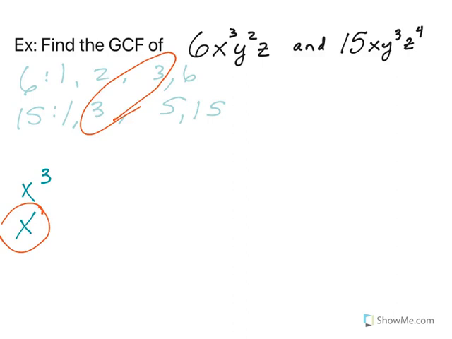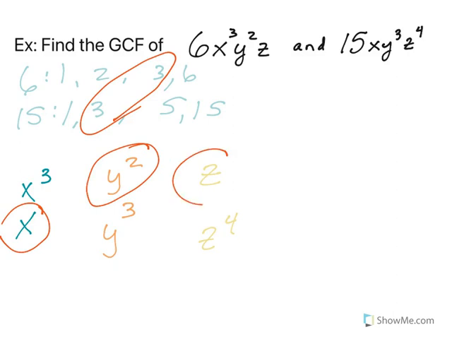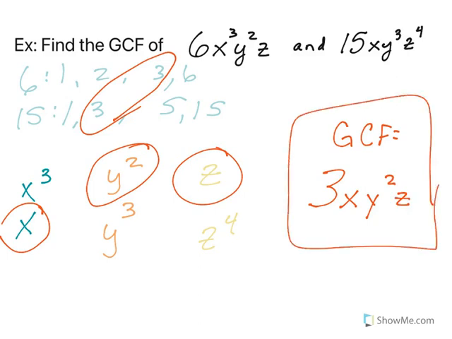Smallest exponent. And then I go to y squared and y to the third. Smallest exponent. And then I have z and z to the fourth. Smallest exponent. I am a visual learner, so I like to write things out like this. It makes my comparisons a lot easier. Now my GCF is 3x y squared z. I just put everything together. The GCF of each pair goes together. So 3x y squared z is the largest factor I can take out of each of these numbers, and that is finding the GCF when you have numbers and variables all together.